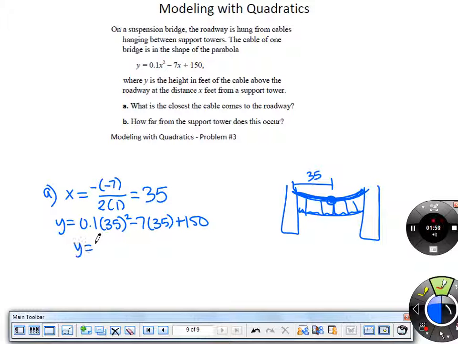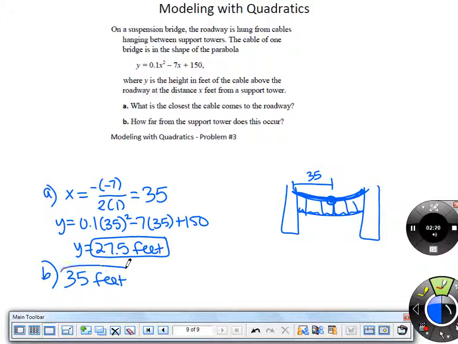So I get y equals 27.5. So 27.5 feet above the roadway is the closest that the bridge comes from the roadway. Part B says, how far from the support tower does this occur? We already calculated that with our x value. This occurred 35 feet from the support tower.